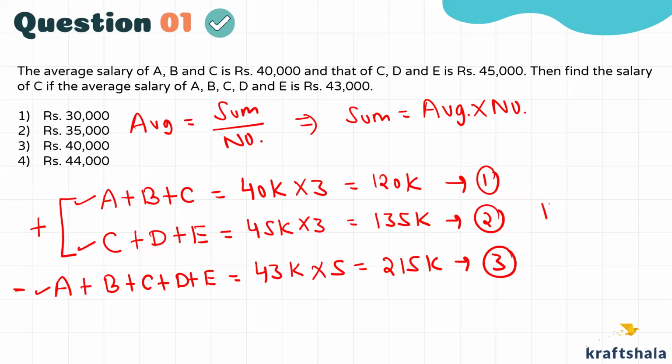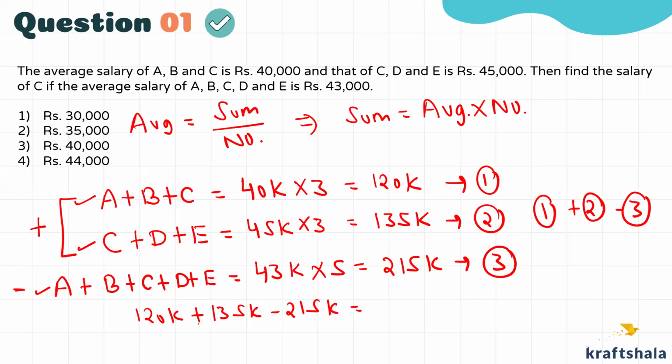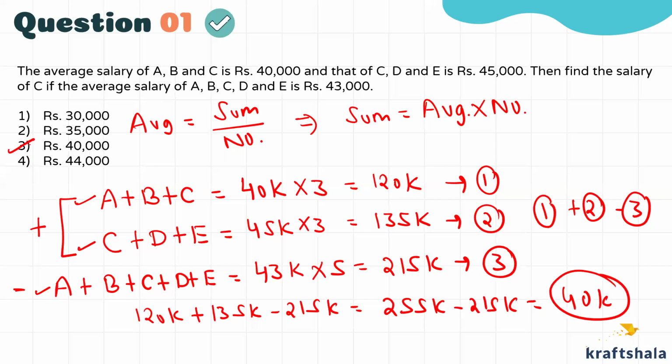So what I can do? I can add the first two equations and I can subtract the third equation and I'll be left with only C. So 120,000 plus 135,000 minus 215,000. So 120 plus 135, 255 minus 215. So I'm left with 40,000, which is my answer.